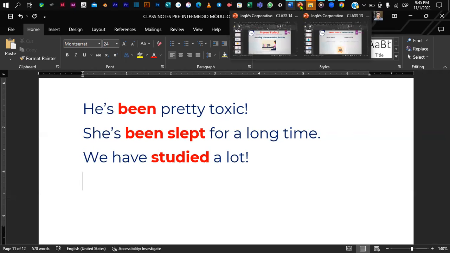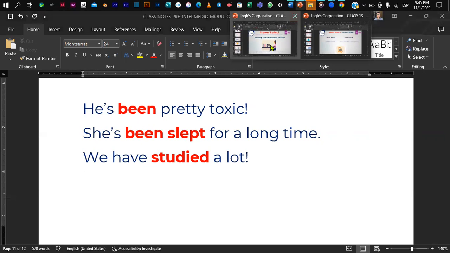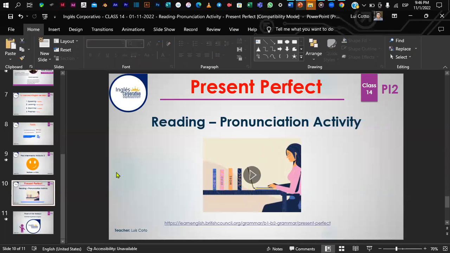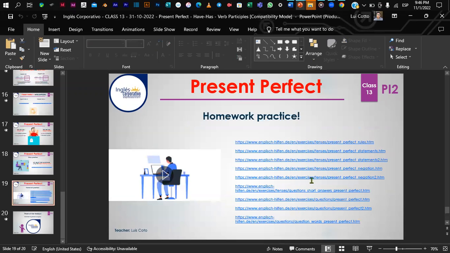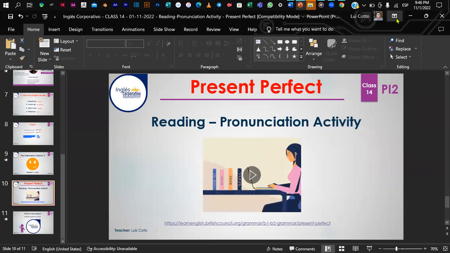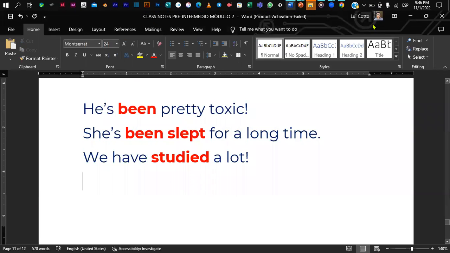To understand it better, para entenderlo mejor, what do you need to do? ¿Qué hay que hacer? Practice. Practice with the links. It takes some time, but it's necessary. Toma tiempo, pero es necesario. Many links to study. All right. Let's see.